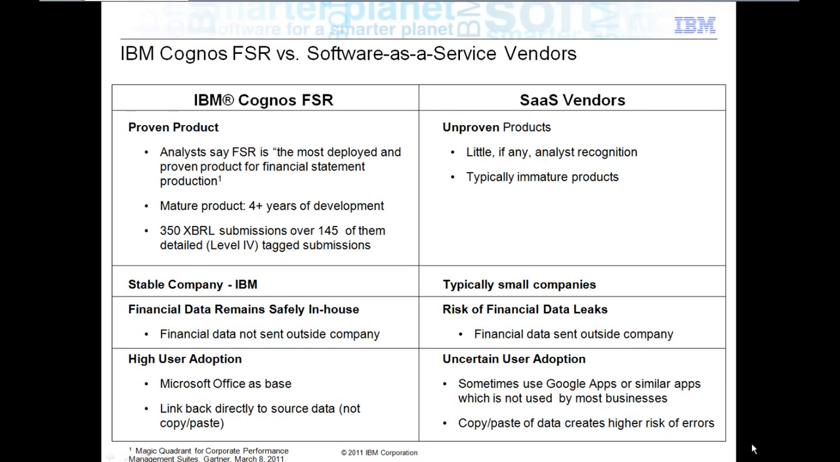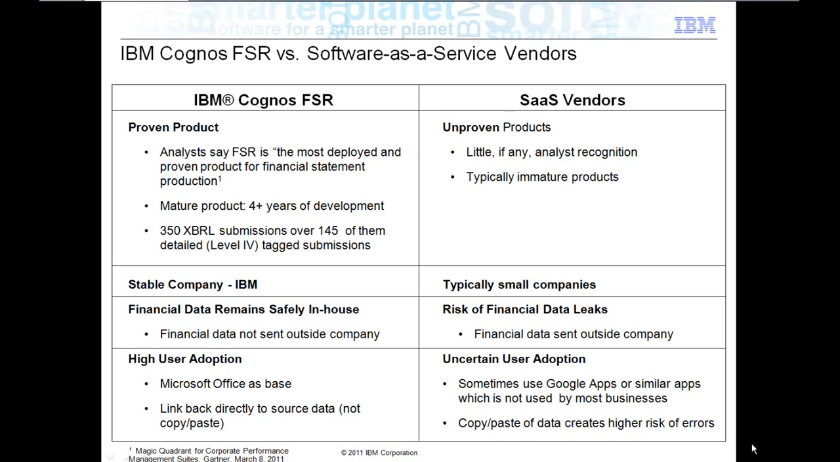It's a proven product. Analysts say FSR is the most deployed and proven product for financial statement production. It's a mature product with 4+ years of development and being on the market. Over 350 XBRL submissions, and over 145 of them have been detailed level 4 tag submissions. This number every quarter continues to increase. Obviously a very stable company. IBM just celebrated its centennial anniversary, its 100th year, and the company continues to grow and continues to shine and invest in new and exciting technologies.